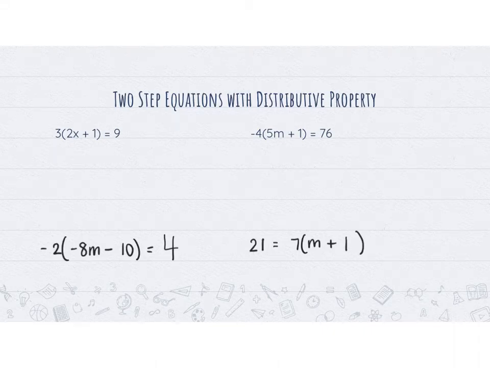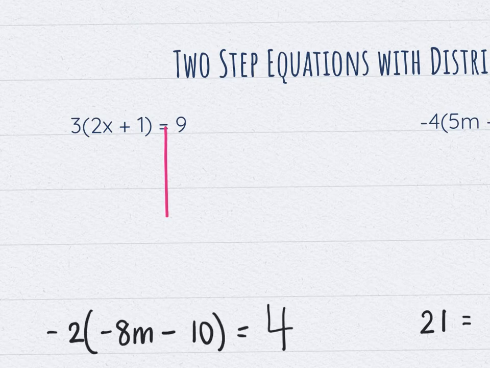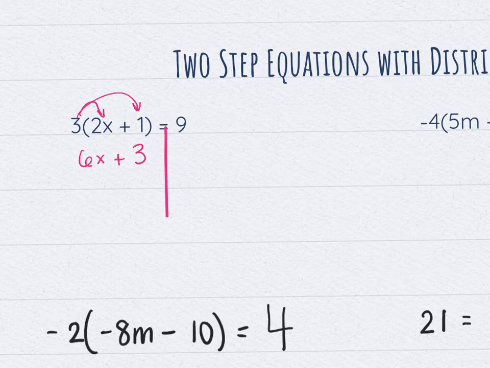So in this video we're going to go over two-step equations with the distributive property. For two-step equations with the distributive property, you need to distribute first. Well, pretty much always you need to distribute first. So 3 times 2x is 6x, and then 3 times 1 is positive 3, and that is equal to 9. From here, you just have a regular two-step equation.